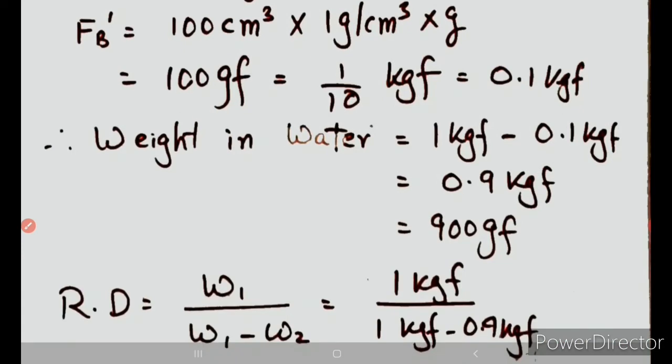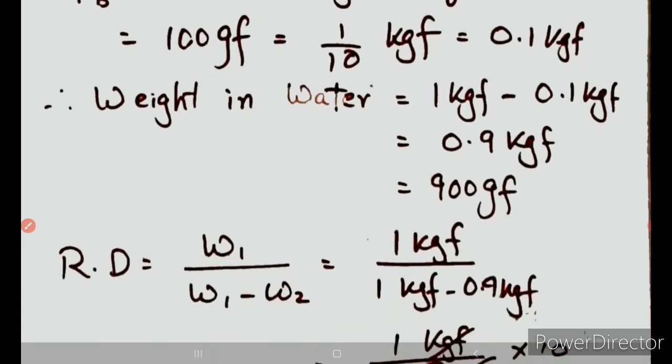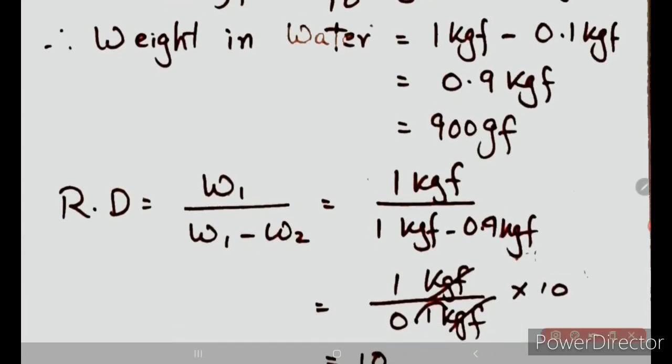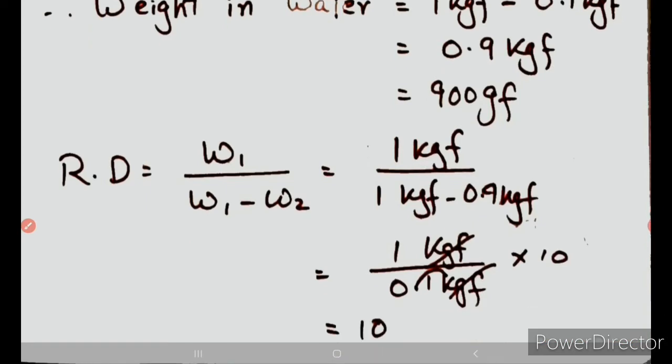So now trying to find the relative density, the relative density formula is W1 upon W1 minus W2. W1 is 1 kgf minus W2, which is 0.9 kgf, right. So thus after calculating I shall get 10 as my answer.